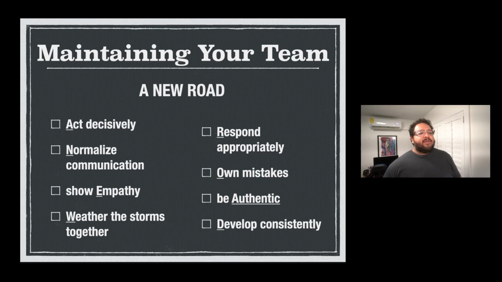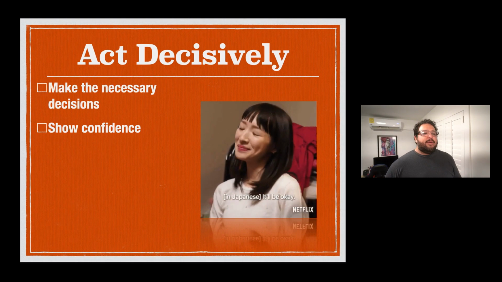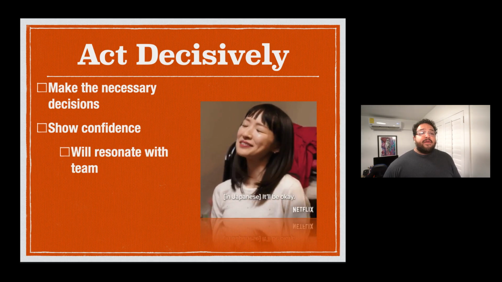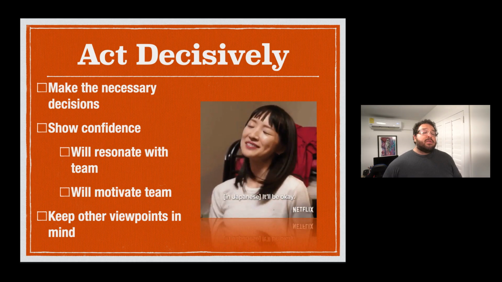We have act decisively, normalize communication, show empathy, weather the storms together, respond appropriately, own mistakes, be authentic, and develop consistently. First, we want to act decisively, right? Make the necessary decisions and show confidence. It's going to resonate with your team and motivate them, but you also want to make sure you keep your other viewpoints in mind.